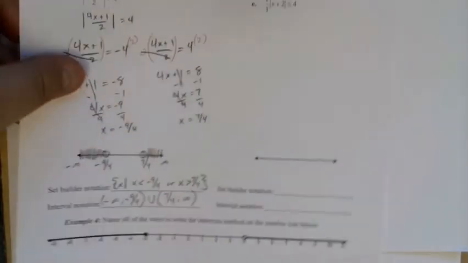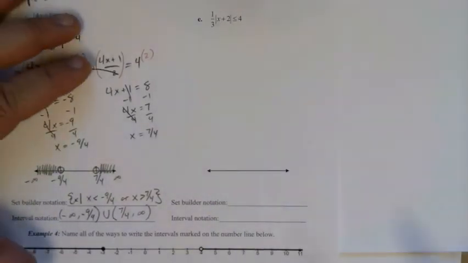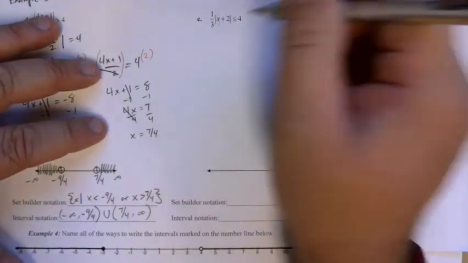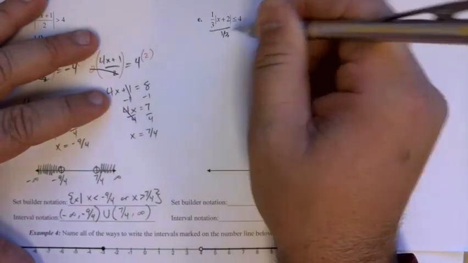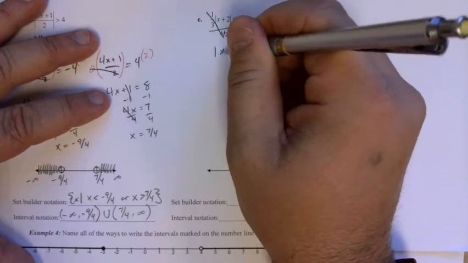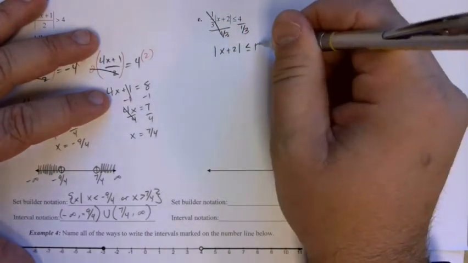Okay, 1/3 times the absolute value of x plus 2 is less than or equal to 4. So I'm going to divide by 1/3 or multiply by 3. It's the same thing. My mind sees that as multiplication, so I'm going to divide. The absolute value of x plus 2 is less than or equal to 12.